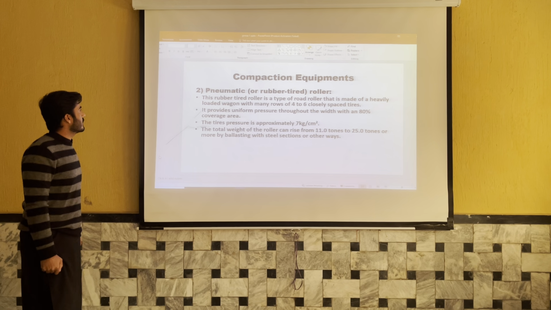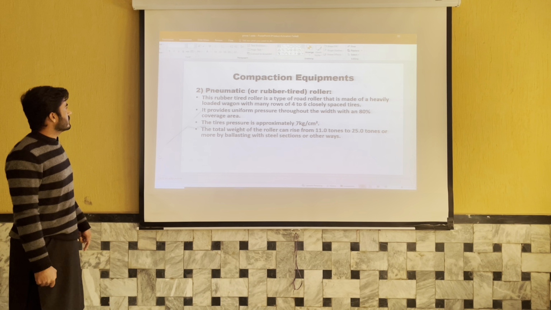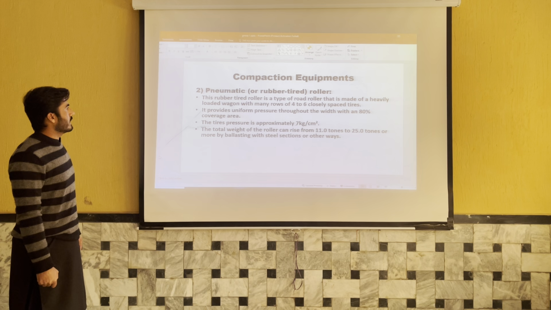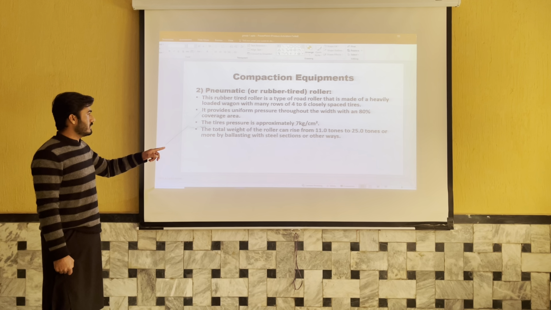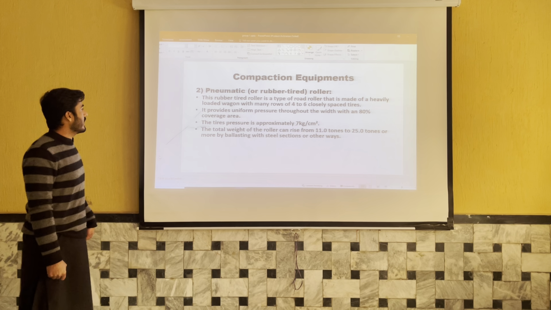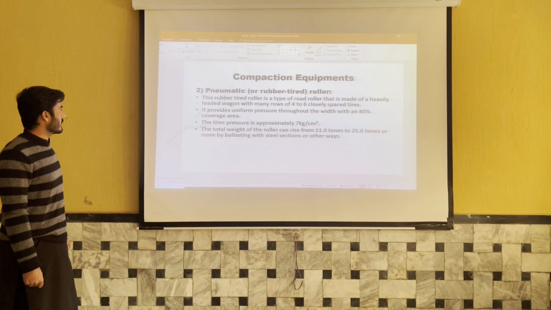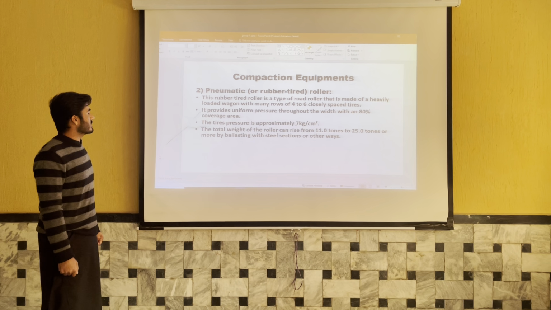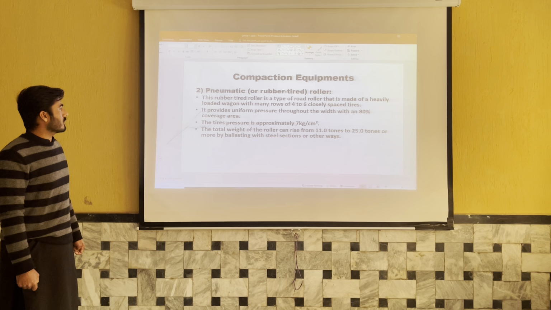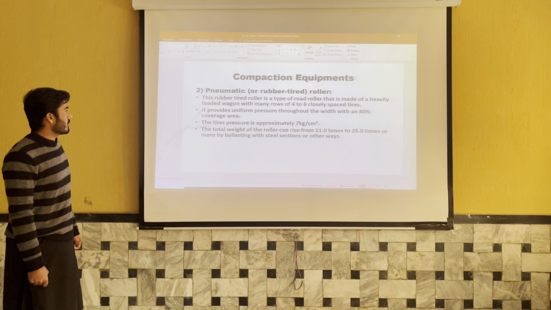Number 2 is the pneumatic or rubber tire roller. This rubber tire roller is a type of roller made of a heavily loaded wagon with many rows of 4 to 6 closely spaced tires. It provides uniform pressure throughout the width with an 80% coverage area. The tire pressure is approximately 7 kg per square centimeter. The total weight of the roller can rise from 11 tons to 25 tons or more.